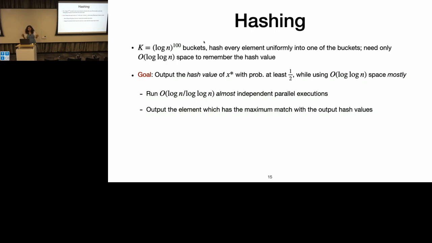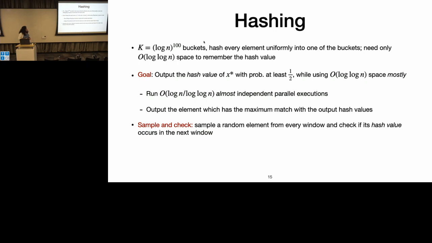So we can all imagine now that we are just trying to output the hash value with some constant probability. Now, a simple algorithm is: sample a random element, remember only its hash value, and check if the next window has the same hash value.